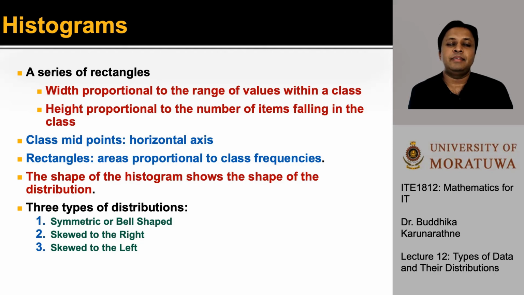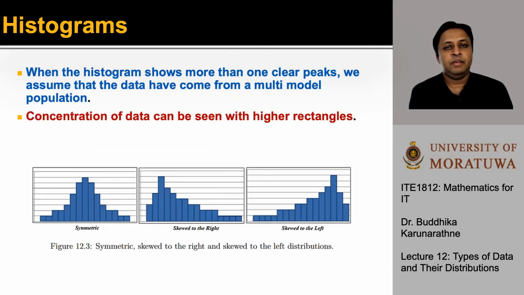So there can be three main types of distributions. The first one is symmetric or bell-shaped, and the other two types can be skewed, either right skewed or left skewed. Let's take some examples in the next slide. In the case where the histogram shows more than one clear peak, we can assume that the data is not coming from a single distribution, it's probably a combination of two distributions. But in these examples, we don't see such an example.